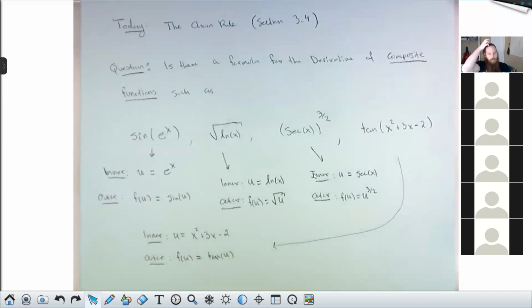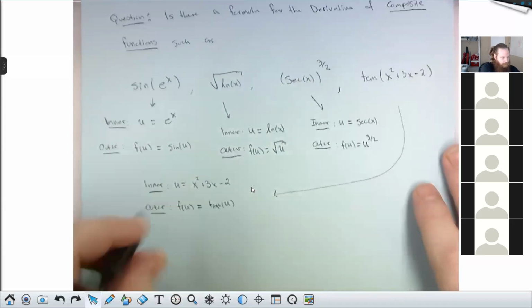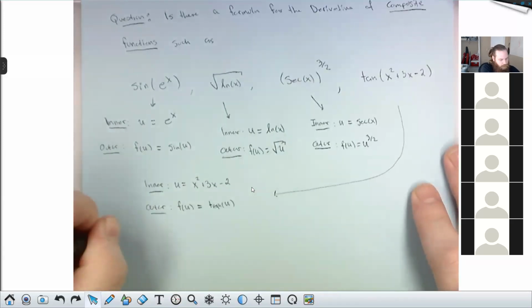And that's the game. So, question: is there a way to find the derivative of things like these? And the answer is yes. You first need to think of it as a clear inner and outer. And then we have the following theorem, which is the chain rule.